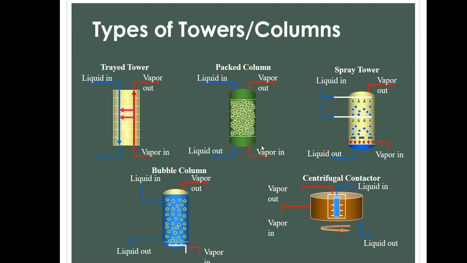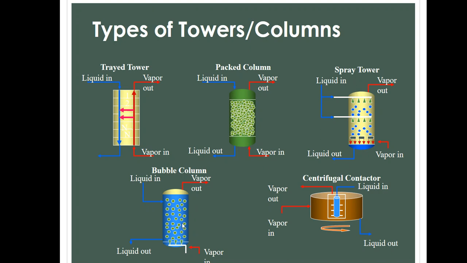Now, in terms of types of towers and columns which facilitate gas absorption or stripping, they could either be in the form of tray towers that was shown to you a while ago. It could be in the form of packed towers. It could be in the form of a straight spray tower wherein the liquid is being sprayed downwards against the vapor that is flowing upward. As such, the name spray. So, liquid is sprayed downwards countercurrent to a vapor that goes upward.